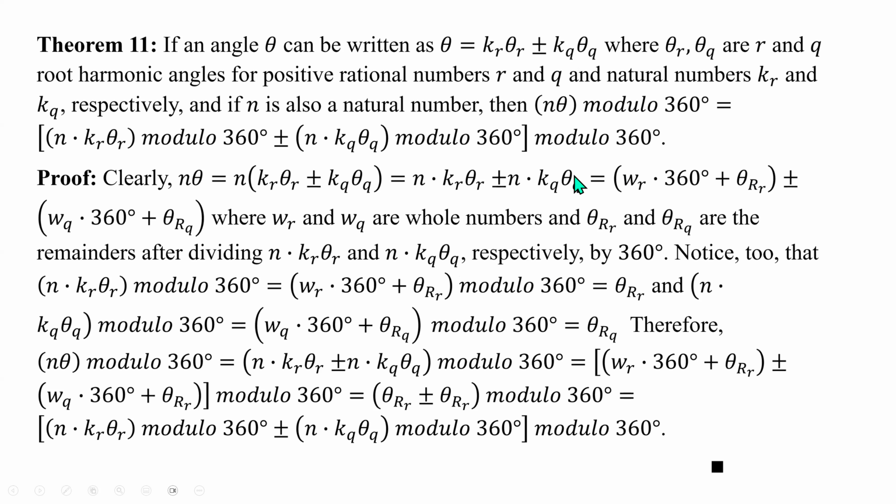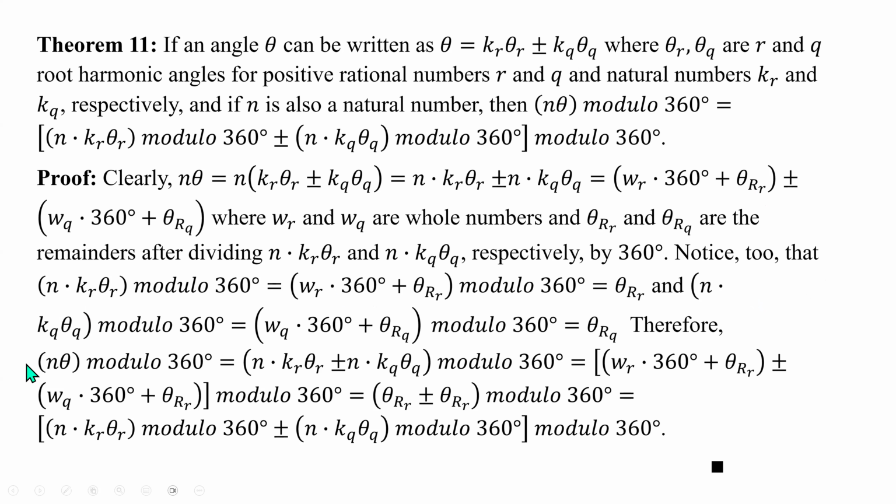And you can divide the second term by 360 degrees, and you're going to get possibly a different remainder over here. And so each of these products can be written as some whole number multiple of 360 degrees plus the respective remainder. Okay, notice too that n times k sub r times theta sub r modulo 360 degrees is going to be equal to this expression modulo 360 degrees.